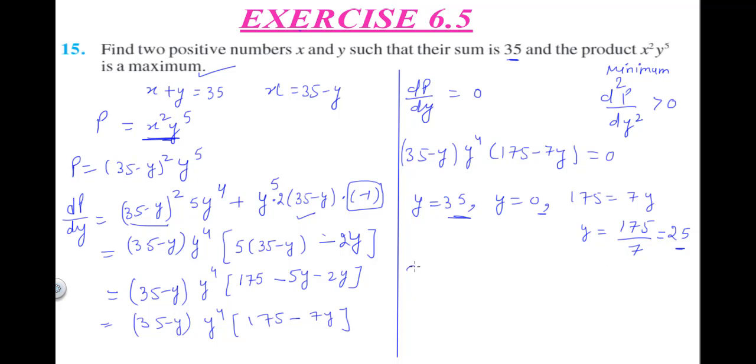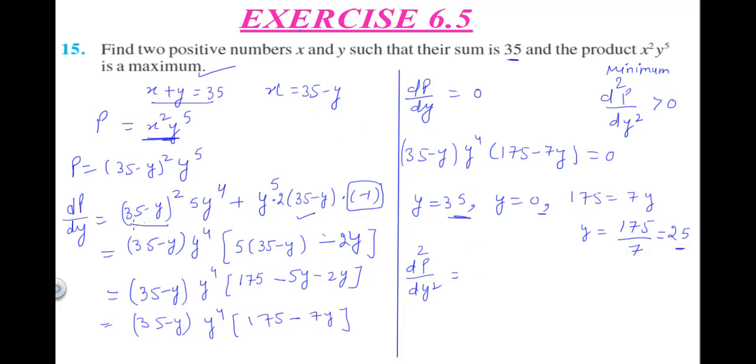So when we find the second order derivative, d square p by dy square, what do we have to put? 25. This is the only answer left with us, right? Because I'm again repeating, if y is equal to 0, the product will become 0, and if y is equal to 35, that means x is equal to 0, and 0 is neither positive nor negative, right? So that means we have to find other than 0.